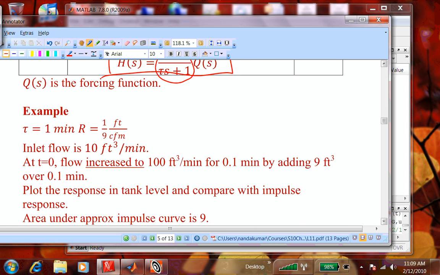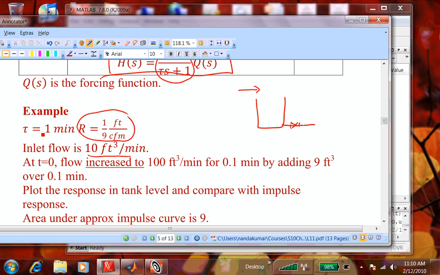Okay, let's do an example. In this example, I have a tank into which I am pumping fluid at a steady rate of 10 foot cube per minute inlet flow. I give you the resistance coefficient for the valve, which is 1 over 9 foot per cubic foot per minute, and the time constant is 1 minute for that process. Watch this carefully. At time t equal to 0, the flow is increased to 100 foot cube per minute for exactly 0.1 minutes, and then I shut it off.